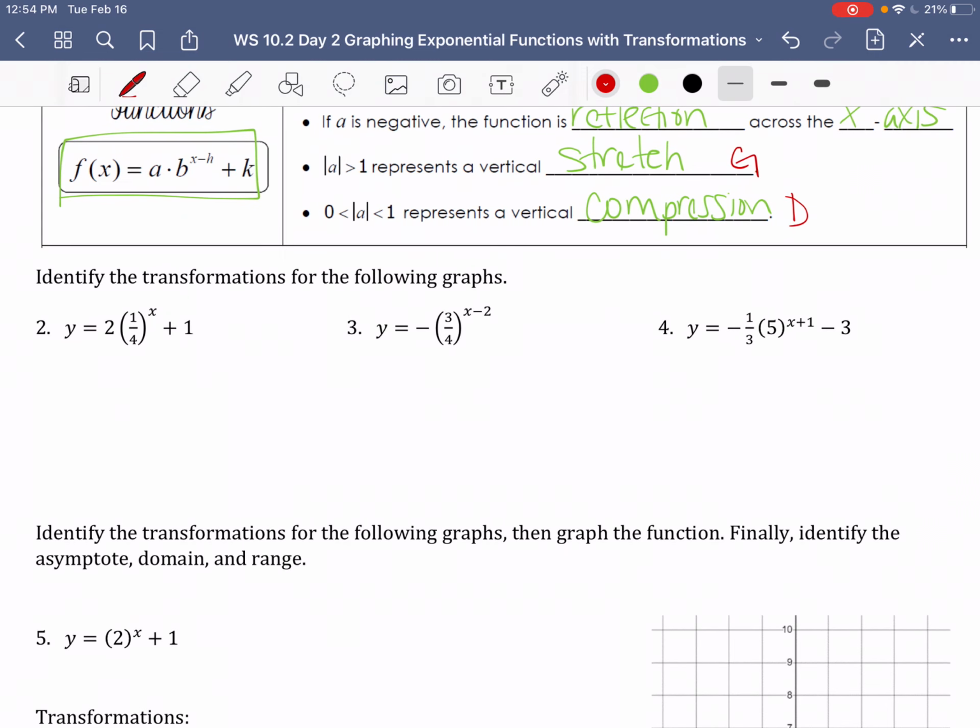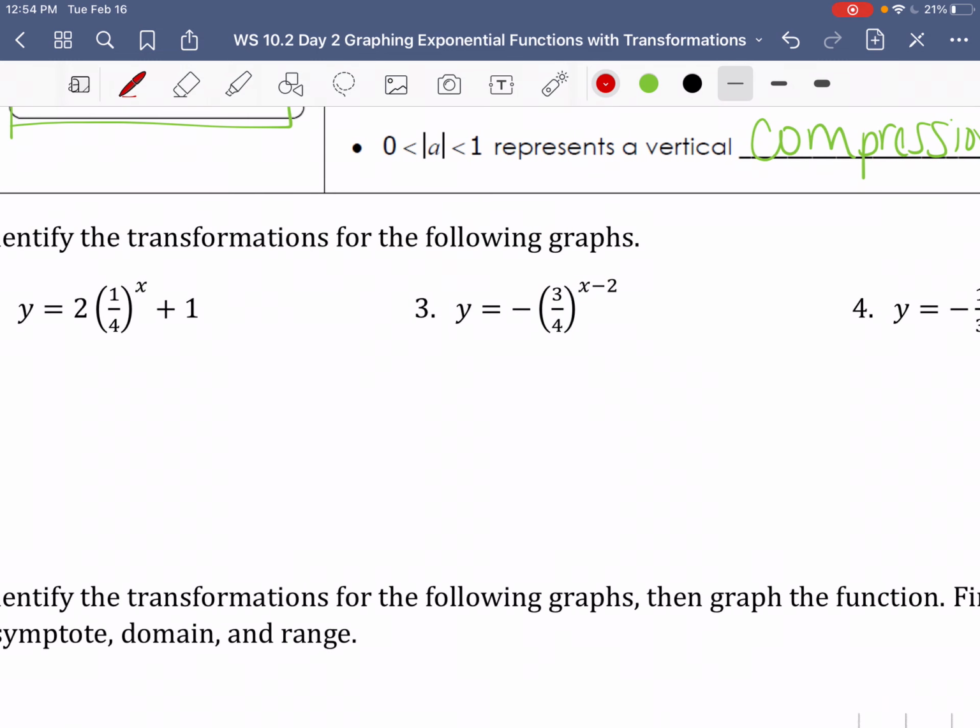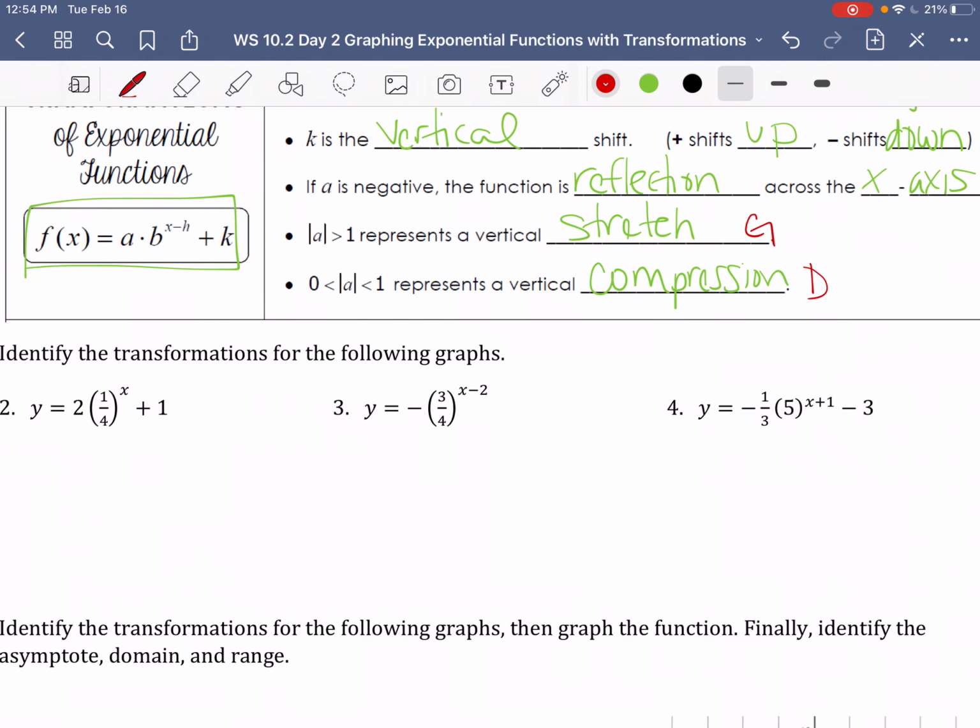So just looking at number 2, the a value is what is in front. So that 2, it's greater than 1. So this is a vertical stretch. It is a +1 on the back, so then it is a vertical shift up 1.